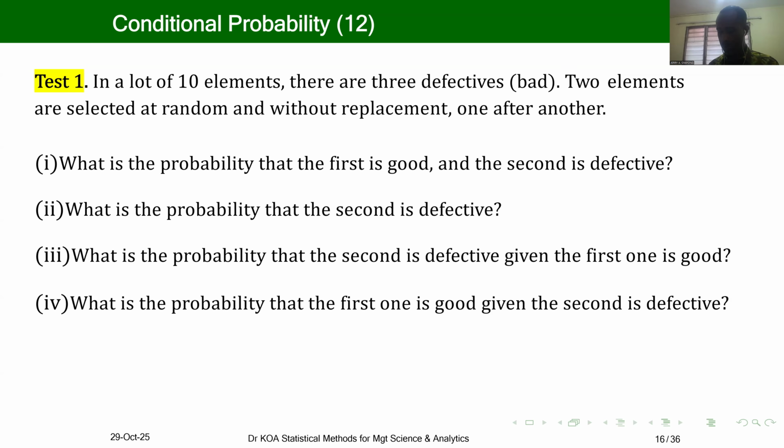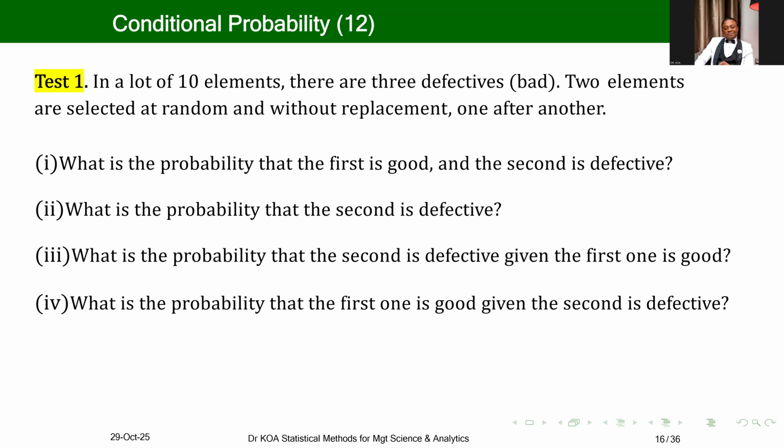So the probability that the first is good is 7/10. And the probability that the second is defective, not just the second is defective, because it says and the second is defective. Okay, that is 7/30.